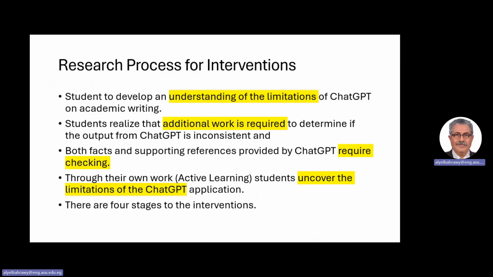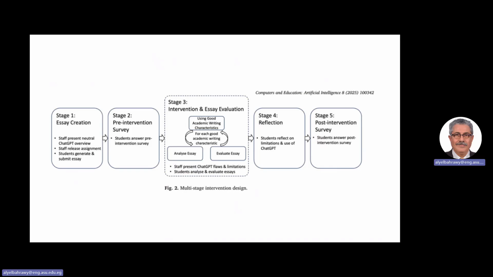There are 5 stages to the intervention. These are stage 1 to stage 5. Stage 1, essay creation. Stage 2, pre-intervention survey. Stage 3, intervention and essay evaluation. Stage 4, reflection. And stage 5, post-intervention survey. There are 2 surveys, one pre-intervention and the other post-intervention, at the end of the stages.